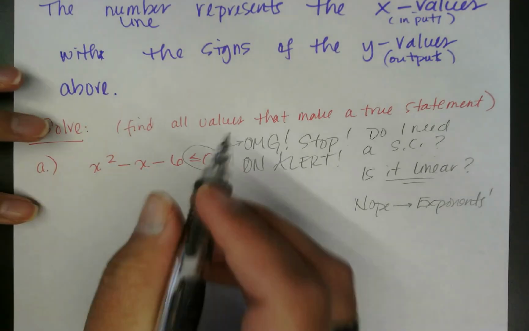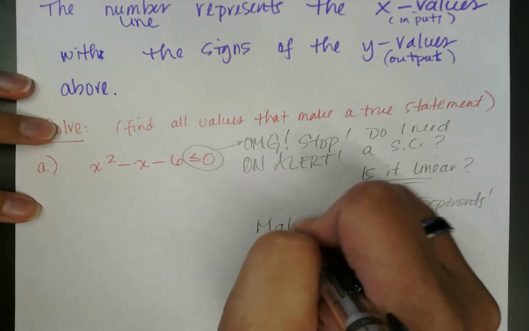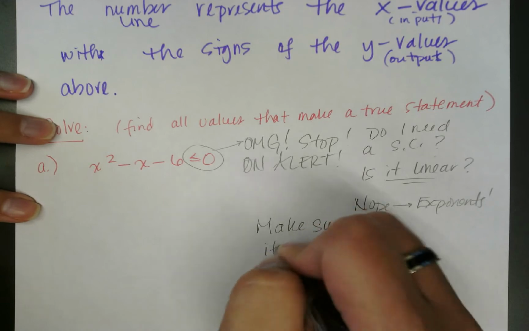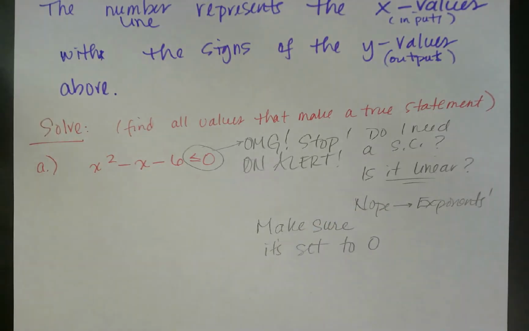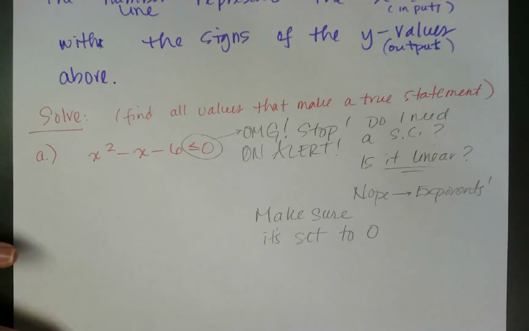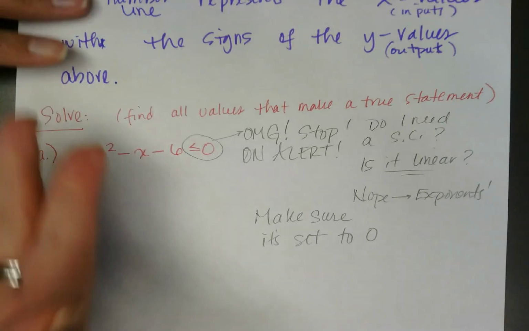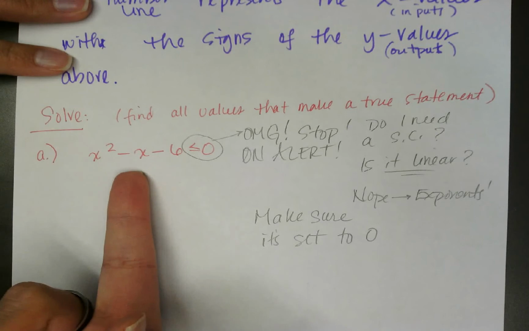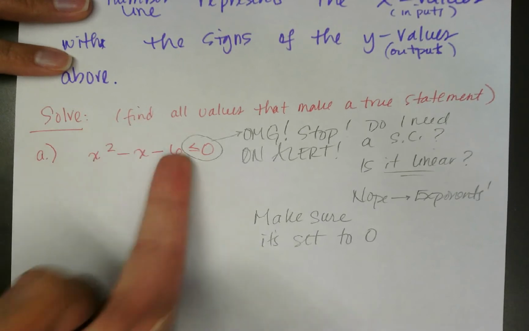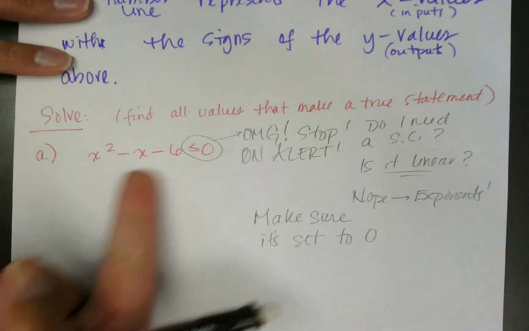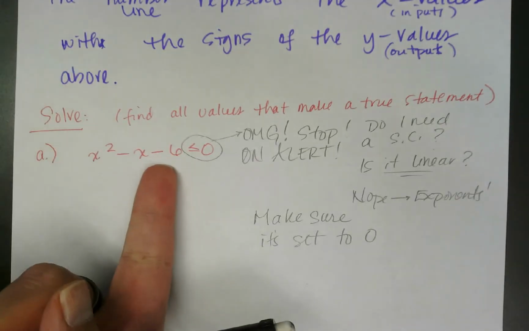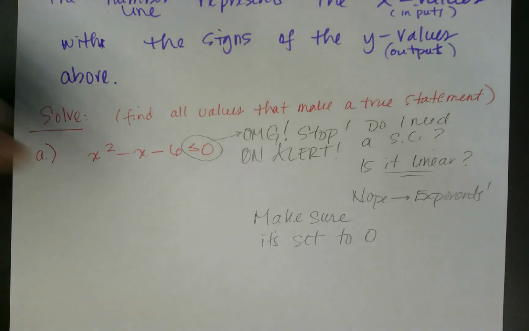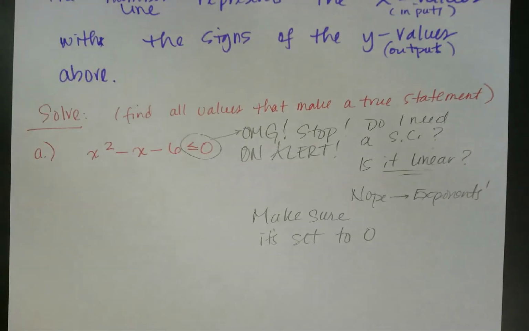So first, make sure it's set to 0. Sometimes they're not going to be. Now, notice I don't say set equal, because it's not an equation. Just set to 0, because you're comparing to 0. In this case we want it less than or equal to 0, we want negatives. So what this problem is saying is, I need all the x values that make this whole thing less than or equal to 0. It needs to be a true statement. What x values turn this into negative? I want the x's that turn this whole thing into negatives. Is everybody cool with that?